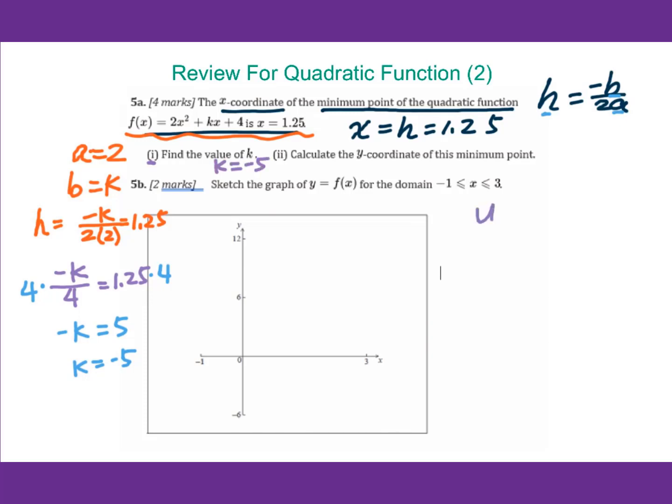In other words, the function will be 2x squared minus 5x plus 4.